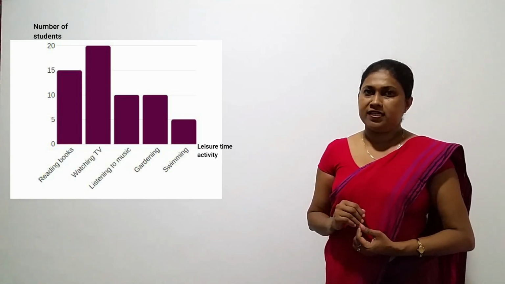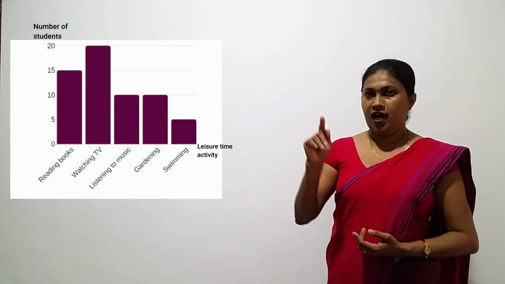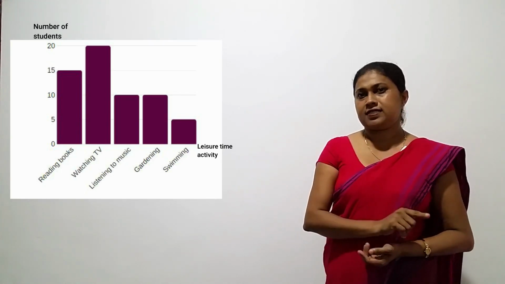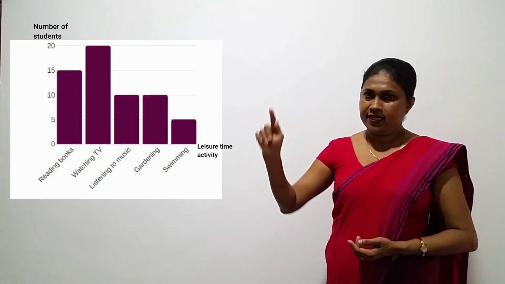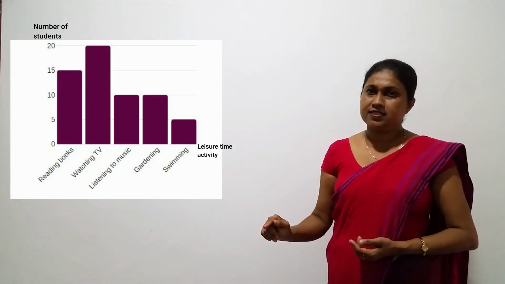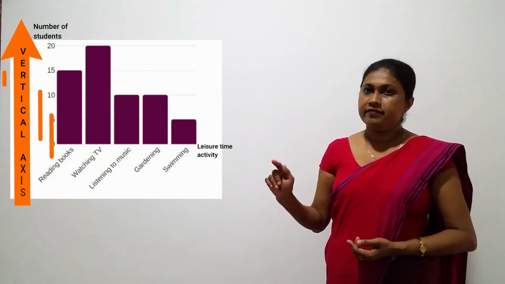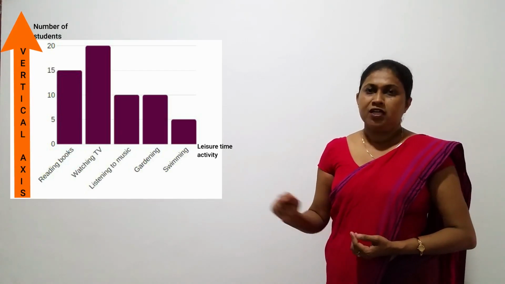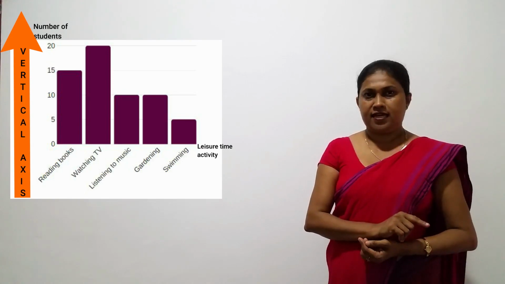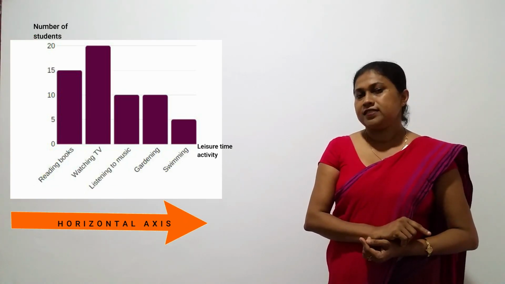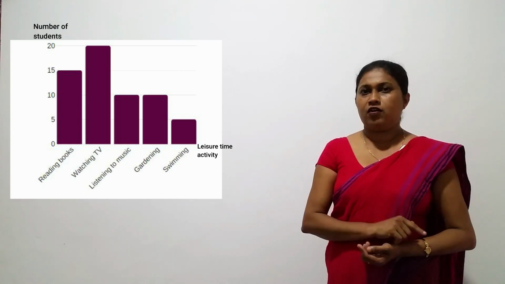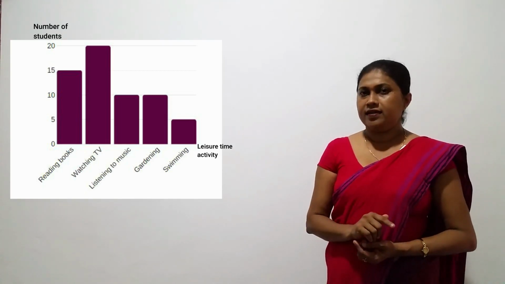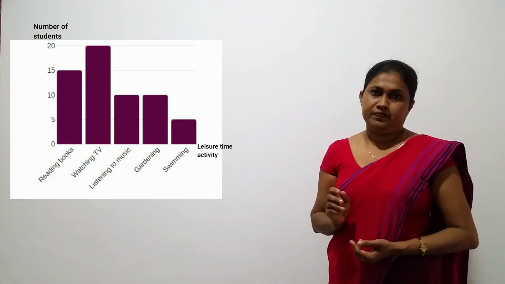The first thing is that you can see there are two axes like this. Here you can see this axis. This is called the vertical axis. To this side there is another axis. It is called the horizontal axis. Vertical axis and horizontal axis. Then the details are there.